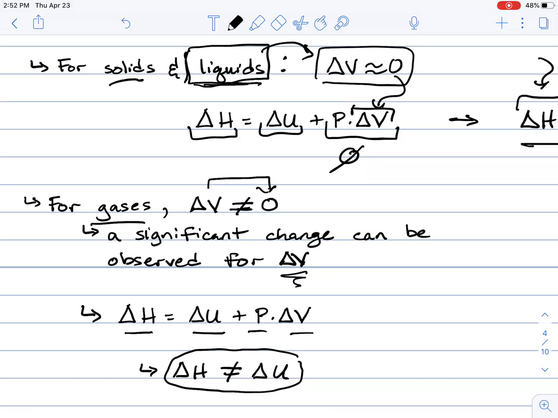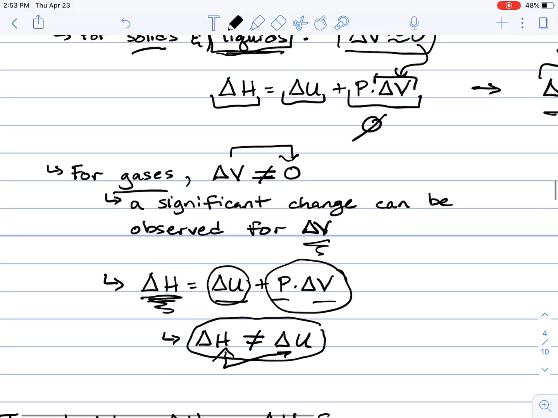And we can see it from the equation. If you have an X amount of internal energy, to get enthalpy, you need to add your pressure times the change in volume to the term, and that'll give you the change in enthalpy. Therefore, the numerical value for the change in enthalpy is not the same as the numerical value for the change in internal energy.